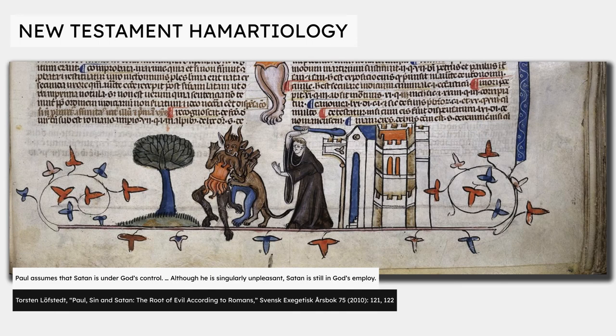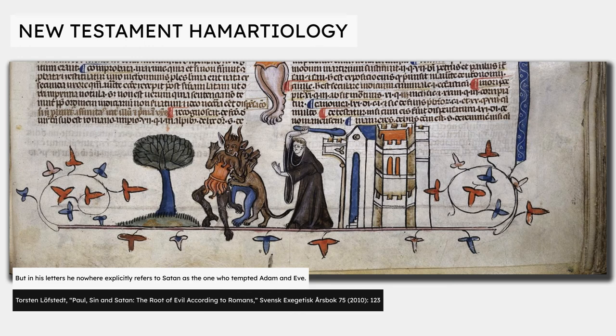However, in Lofsted's view, Paul's understanding of Satan is not as a supernatural evil being, but more like an obedient angelic servant of God. He writes, quote, Paul assumes that Satan is under God's control, end quote, and adds, quote, although he is singularly unpleasant, Satan is still in God's employ, end quote. For Lofsted, Paul's Satan is more like the Old Testament obedient angelic figure who God sends to test his servants.